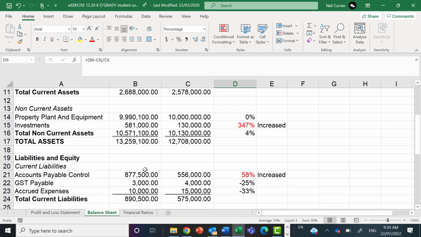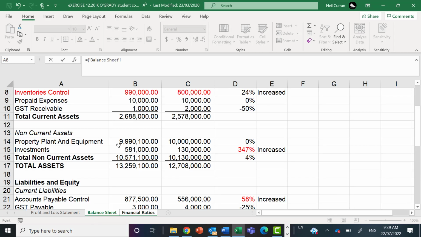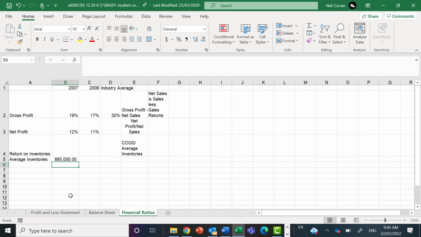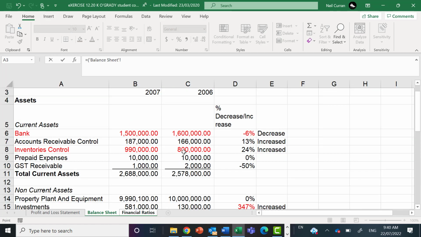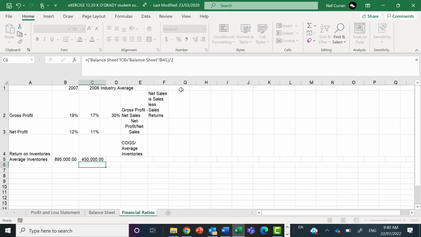Okay, so we're going to do the average inventories for 2007. So we open with your equal sign, open your brackets, current year's inventories, add the previous year's, in our case it will be 2006, close your brackets, divide that by 2 to get your average. And then we're going to do that for 2006 as well. So equals, open your brackets, current year, in this case 2006, plus the average from the previous year, and then we're going to divide that by 2 again.